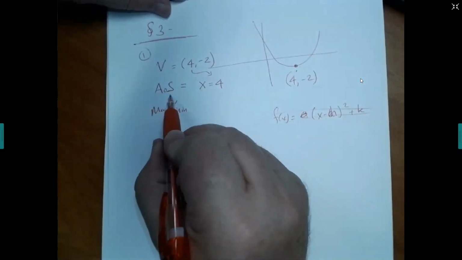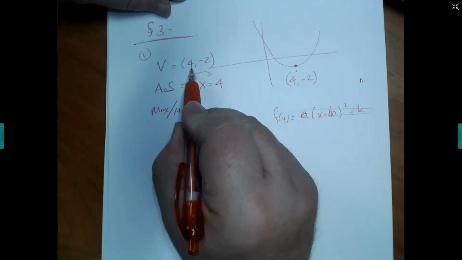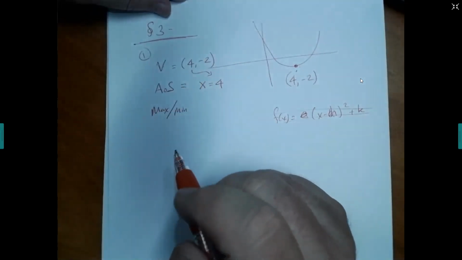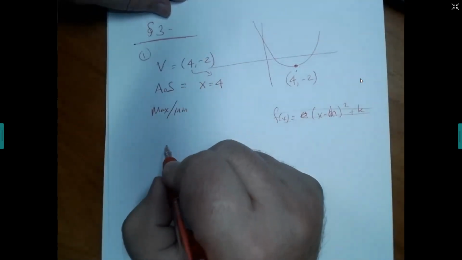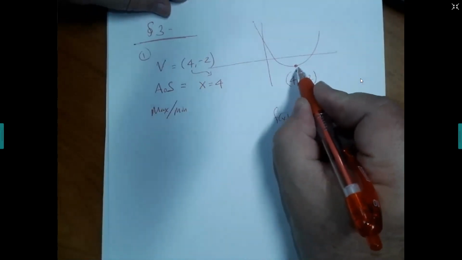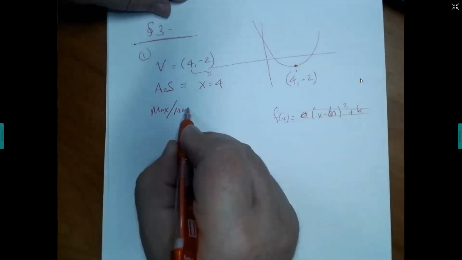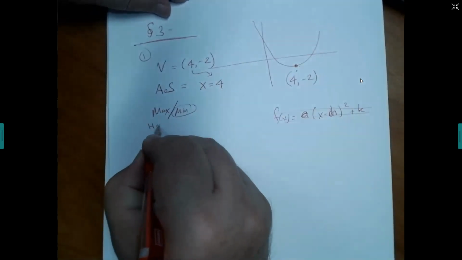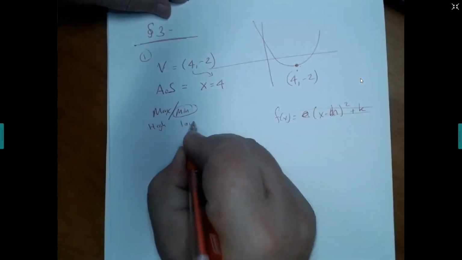So the axis of symmetry is the x value of the vertex. Maximum, minimum. Is this the highest or lowest point? So it's minimum. This is if it's high. This is if it's low.